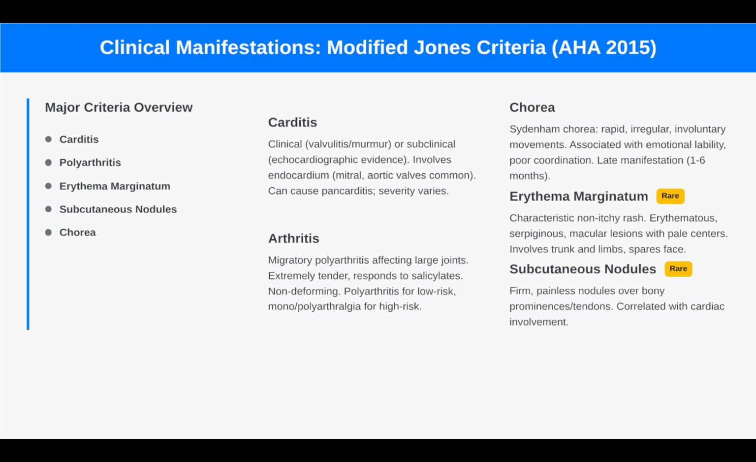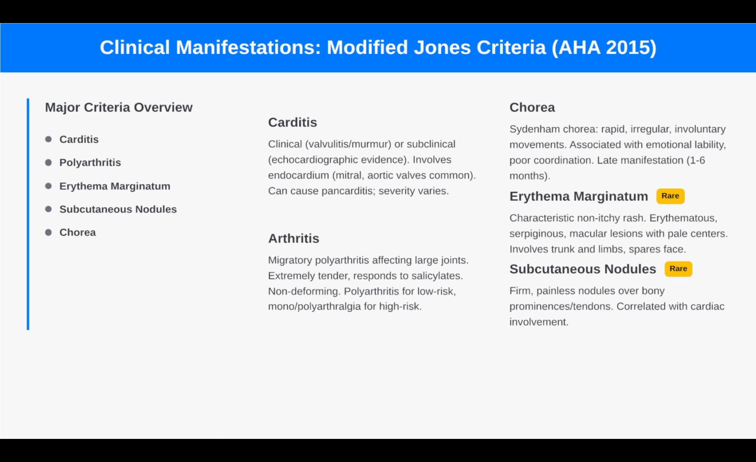Second, polyarthritis. This is typically migratory, flitting from one joint to another. It involves large joints like knees, ankles, elbows, and wrist. Though it spares the spine and smaller joints, it is extremely tender to touch and shows a dramatic response to salicylate medication, meaning aspirin often works wonders. Importantly, it's never deforming, and fascinatingly, there is an inverse relationship between the severity of carditis and arthritis. So, if the arthritis is very severe, the heart involvement might be milder.